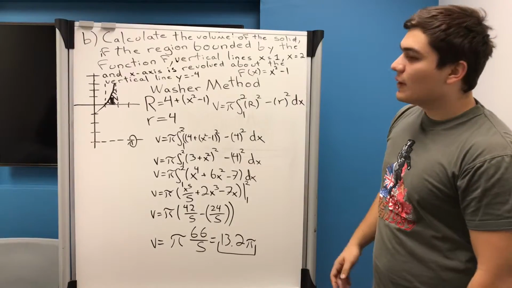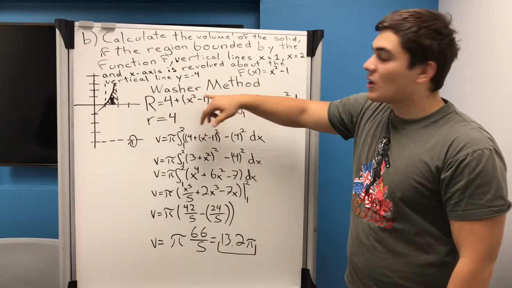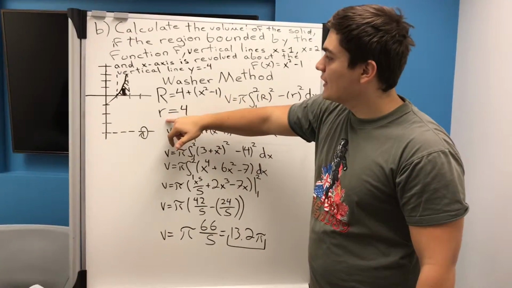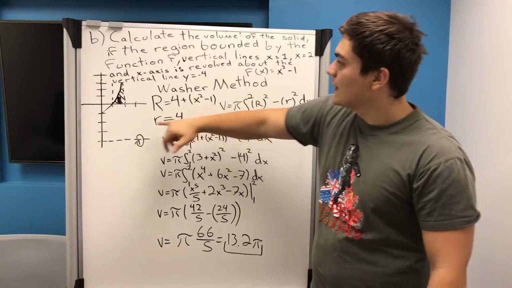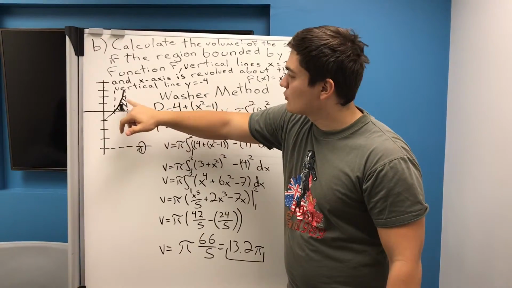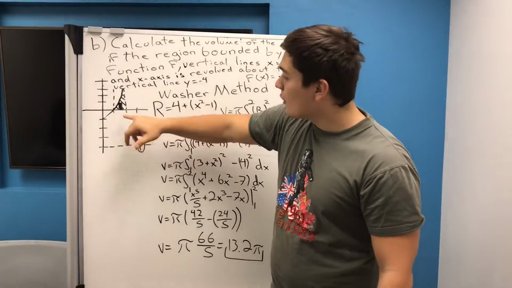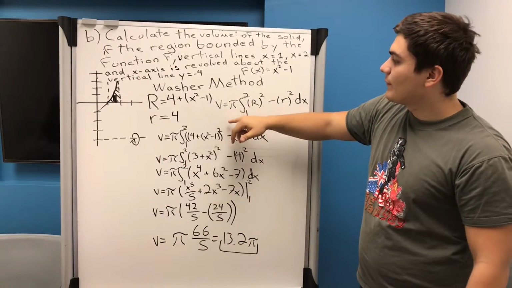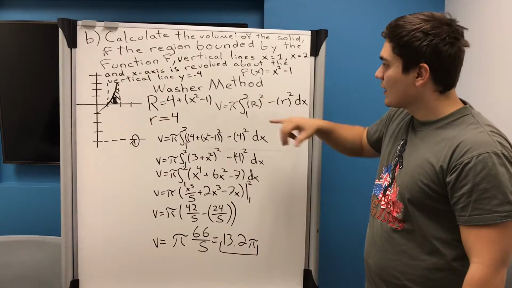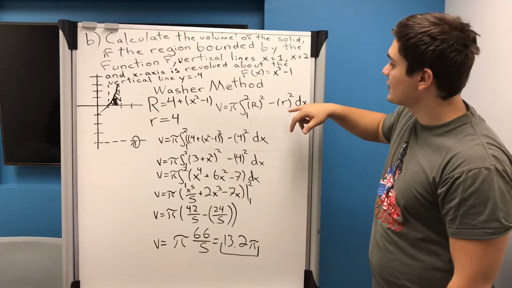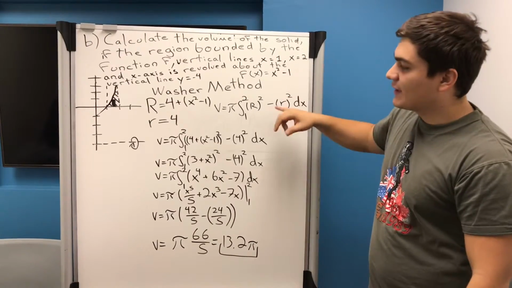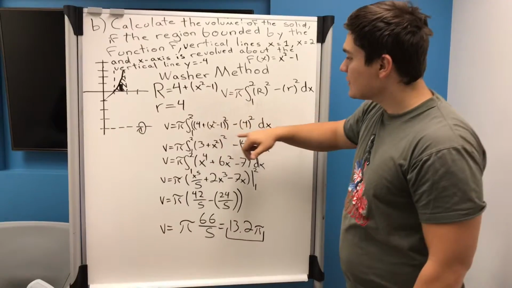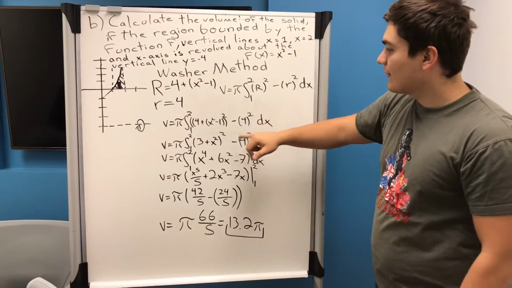To get the volume of this, we're going to use the washer method, which first asks us to find the big radius and the small radius. The big radius is 4 plus x squared minus 1, and the small radius is just 4. To get the volume, we do pi times the big radius squared minus the small radius squared, and we integrate that. So first we put in both radii, and then we simplify.